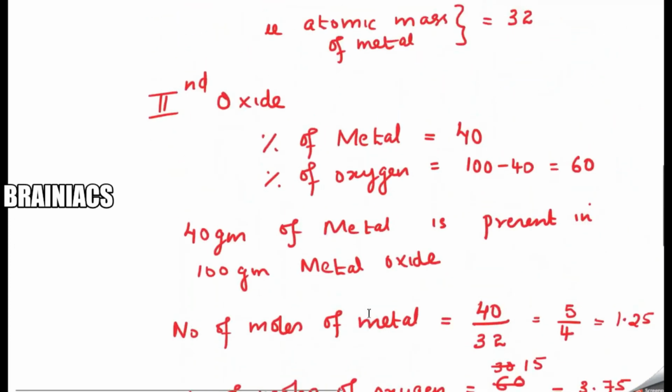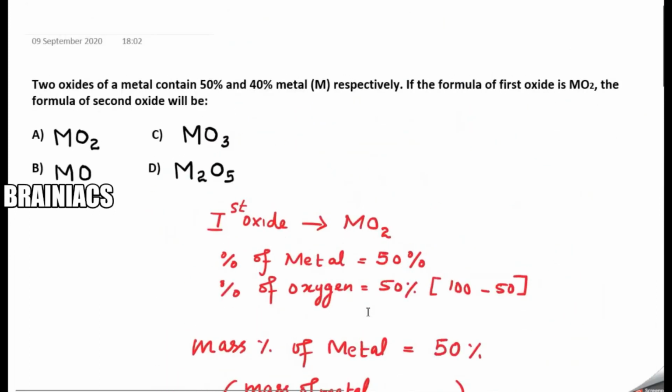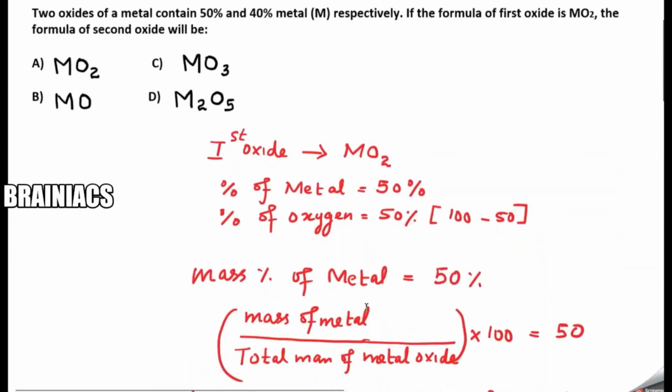So let's see whether that option is present here. I could see here an option MO3 is present in option C. So option C is my correct answer. I hope you understood the concept here. If you have any doubt, get back to us.